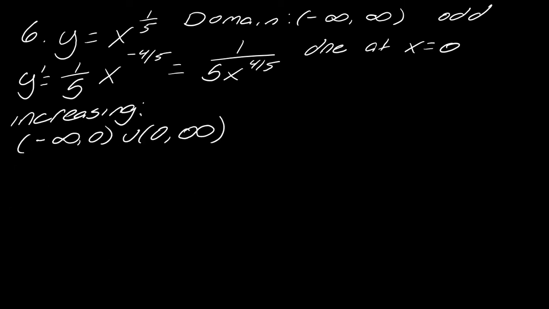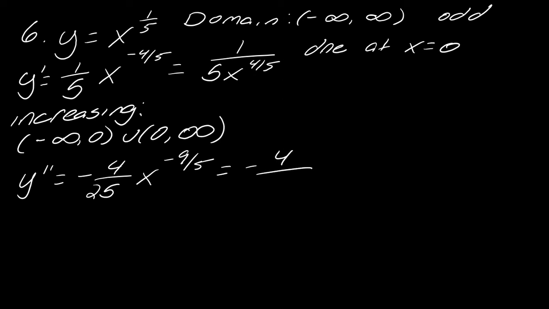And now I'll go ahead and find the second derivative. So if I take the second derivative of this, this will be negative 4 over 25 x to the negative 9/5. So I could rewrite this as negative 4 over 25 x to the 9/5. So once again, if I'm just looking for where this does not exist, this derivative does not exist at x equals 0.